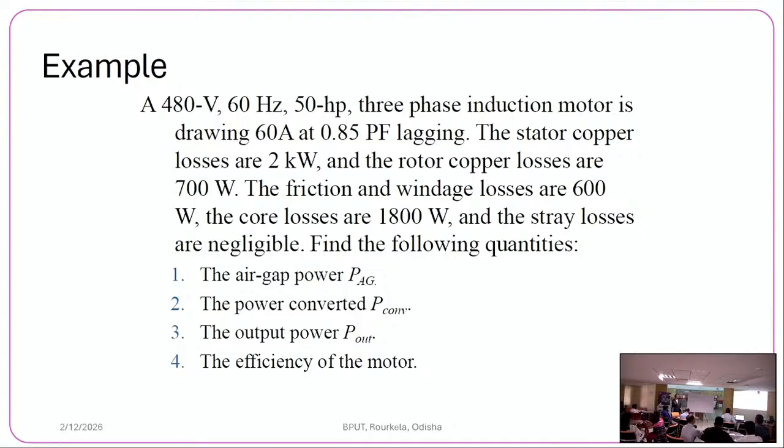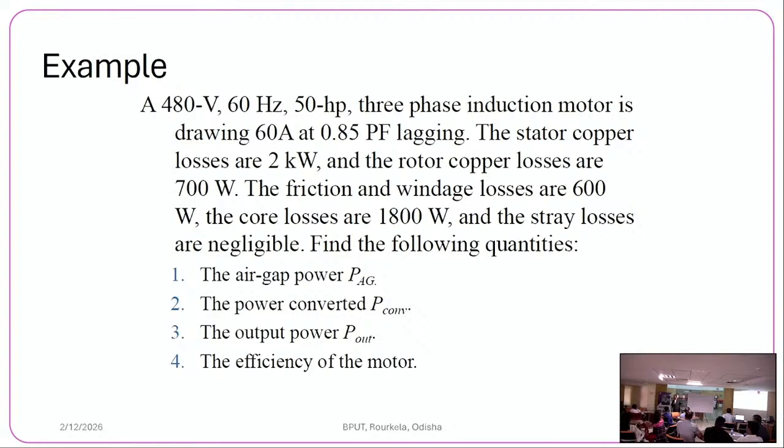Rotor copper loss is not given. Stator copper loss is 2 kilowatt. Then core loss is given as 1800 watt, meaning stator core loss plus rotor core loss combined is 1800 watt. So 2 kilowatt plus 1800 watt will be subtracted from the input power, root 3 VL IL cos phi, because rotor core loss is neglected. Why? Because the frequency is less.